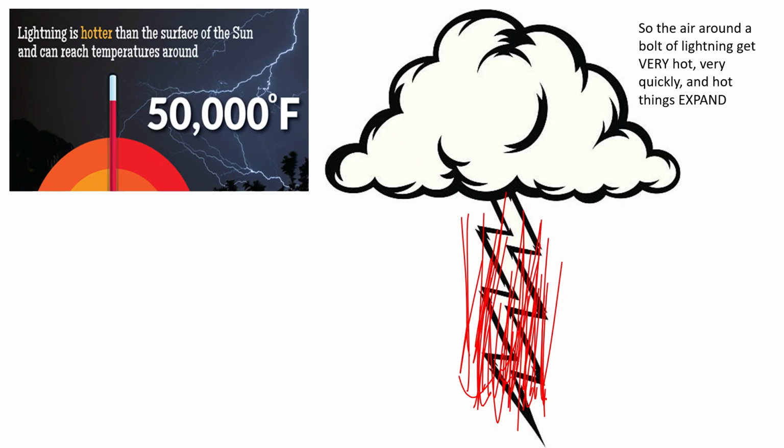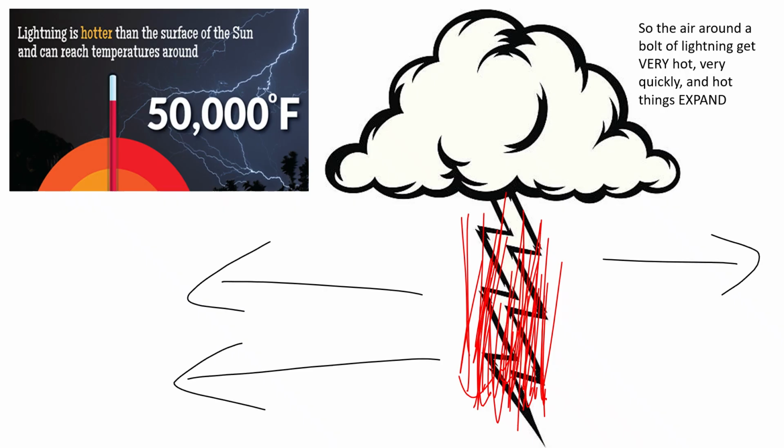Well, what do hot things do? Hot things want to expand. So when a lightning bolt strikes, and as it's moving through the air, it makes the air super hot. The air expands and spreads out. Well, that's not what thunder is.